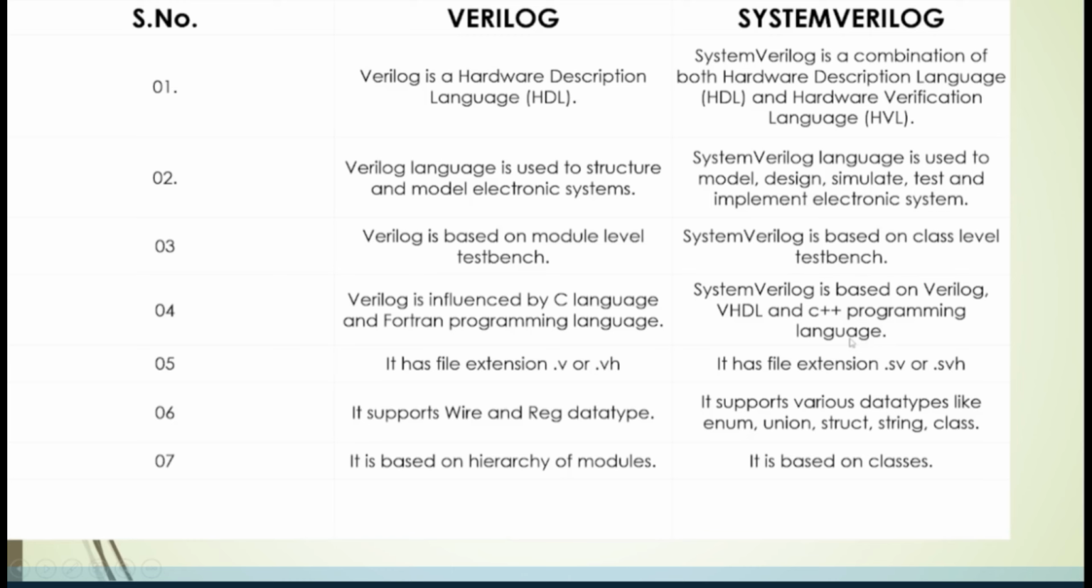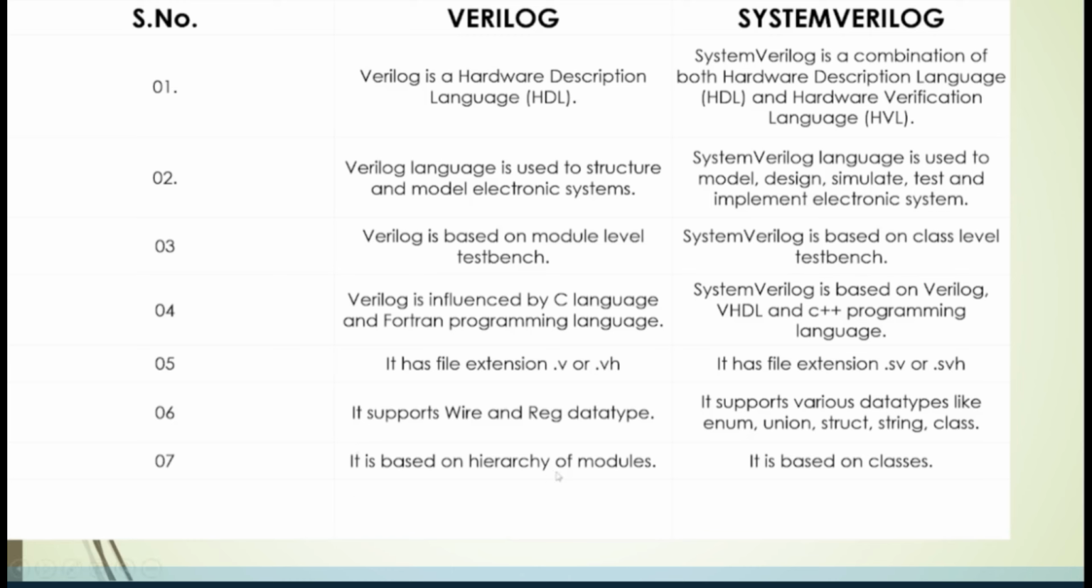Okay, if you know Verilog, these two are probably not that important. Even if you don't know C++ and VHDL, if you know Verilog, you can learn SystemVerilog. I can say that. Okay, for Verilog you have the extensions .v and .vh, and for SystemVerilog .sv and .svh. In Verilog, what are the two important data types that you will be learning? Wire and reg. In SystemVerilog, along with wire and reg, you have many more data types like enum, union, struct, string, class. So all these are various data types.